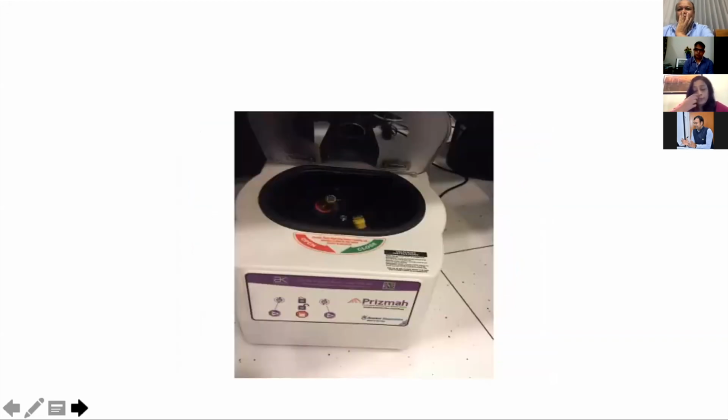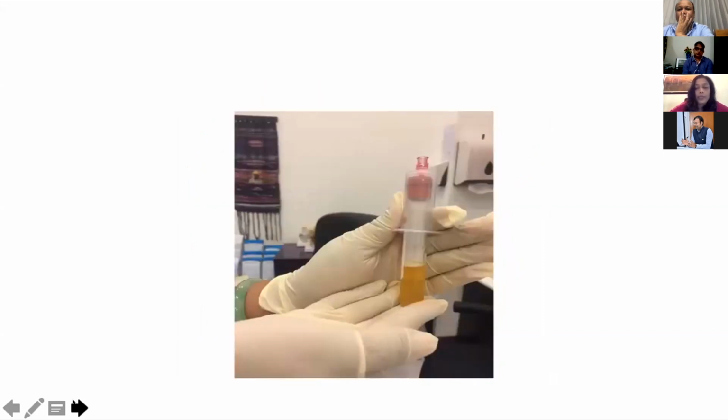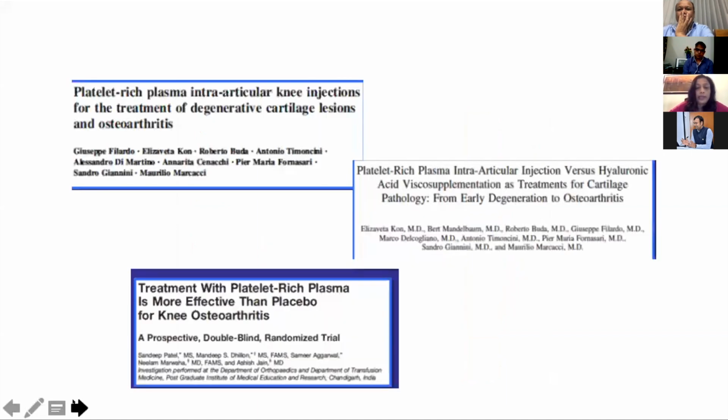So it's a simple procedure that everyone here who is interested in regenerative medicine is probably familiar with. We take the blood, we spin it down, we get the supernatant fluid, and that is injected in the joints, and it can be injected either under ultrasound or directly blind.